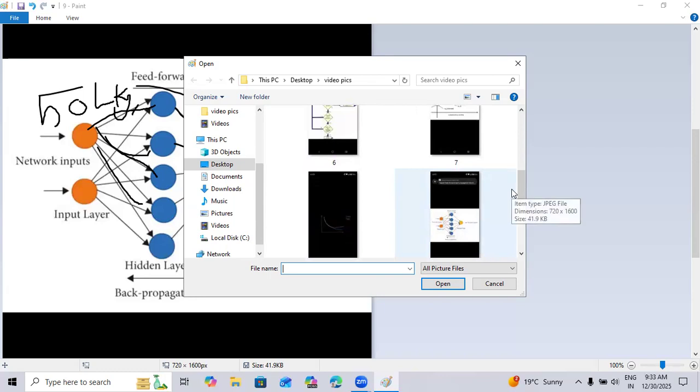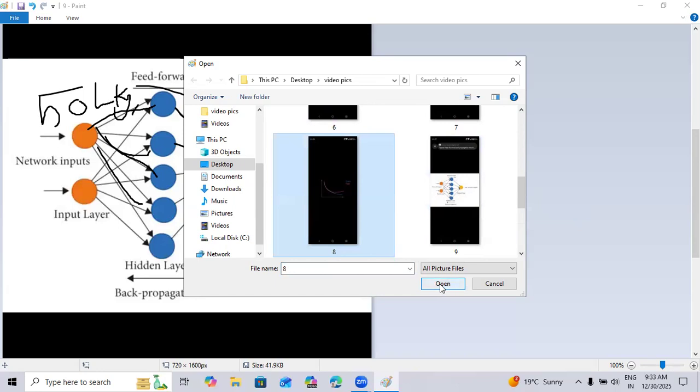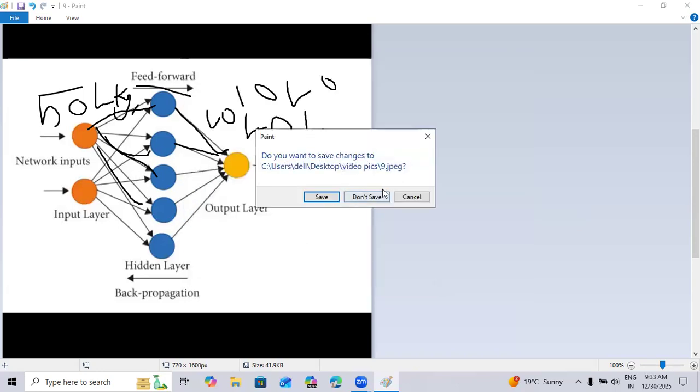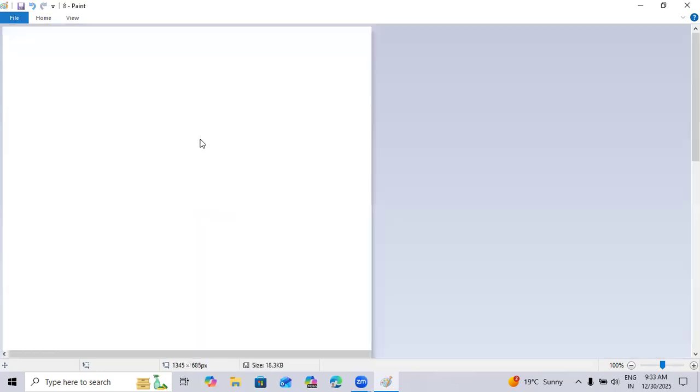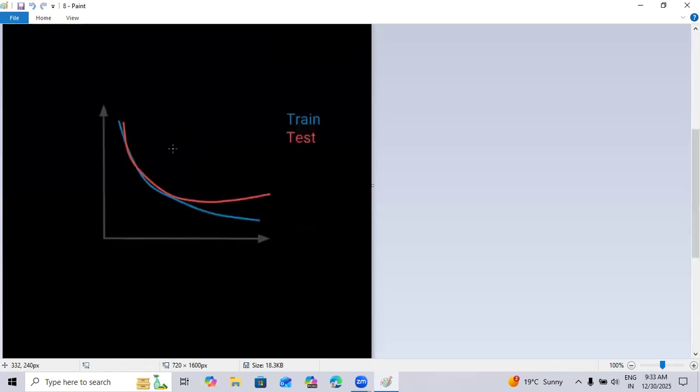Next we are going with the loss functions. So loss functions look like this. This is the loss function. The blue line is representing the train data, and the red one is the test data.